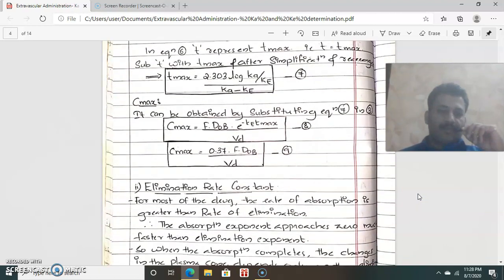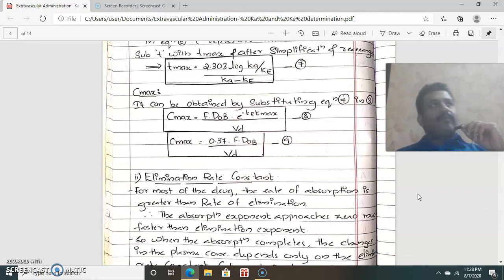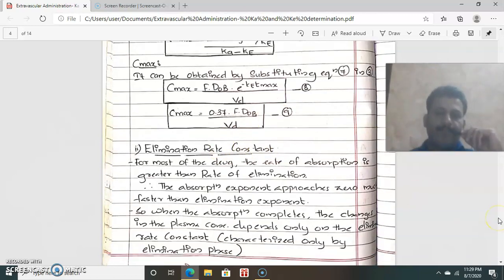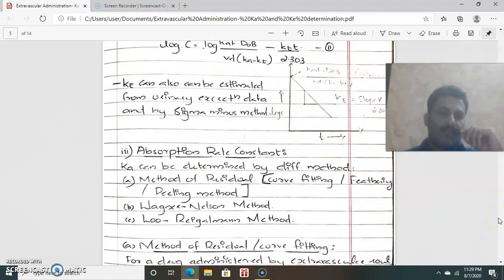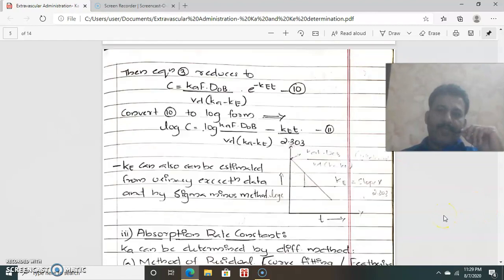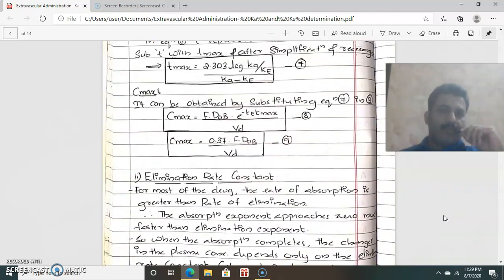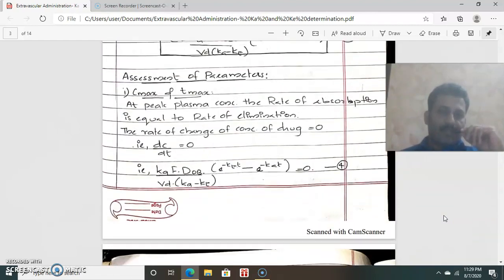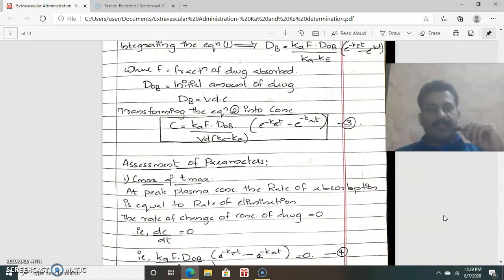We can find out. Then from the graph you can see in the model there is absorption rate constant and elimination rate constant. That also you have to find out, the elimination rate constant Ke and the absorption rate constant Ka. All these four parameters also have to be found out. These are the parameters after extravascular administration, that is Cmax, Tmax, elimination rate constant Ke and absorption rate constant Ka.